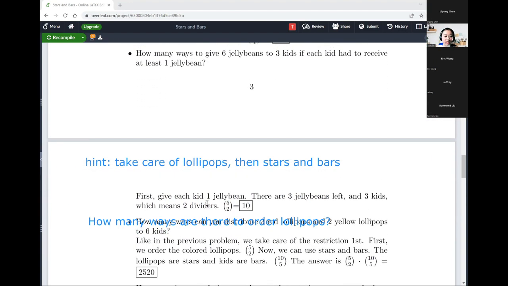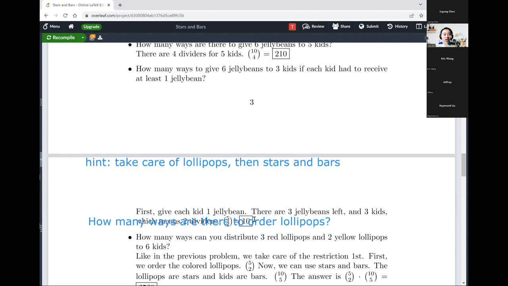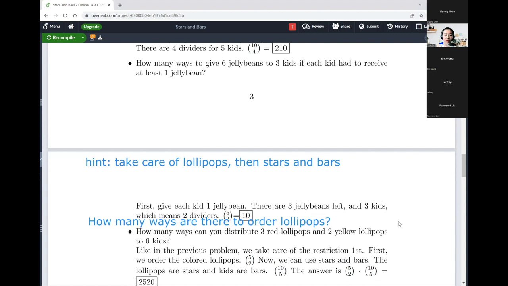So, like my hints said, this problem is a lot like the earlier problem where we had to take care of the restriction first. In this case, the restriction is about the order of the lollipops because 3 of them are red and 2 of them are yellow. And one kid having a red one and a yellow one is different from another kid having 2 yellow lollipops. So we ordered the lollipops first, and that would be 5 choose 2 because there's 2 yellow and 3 red.